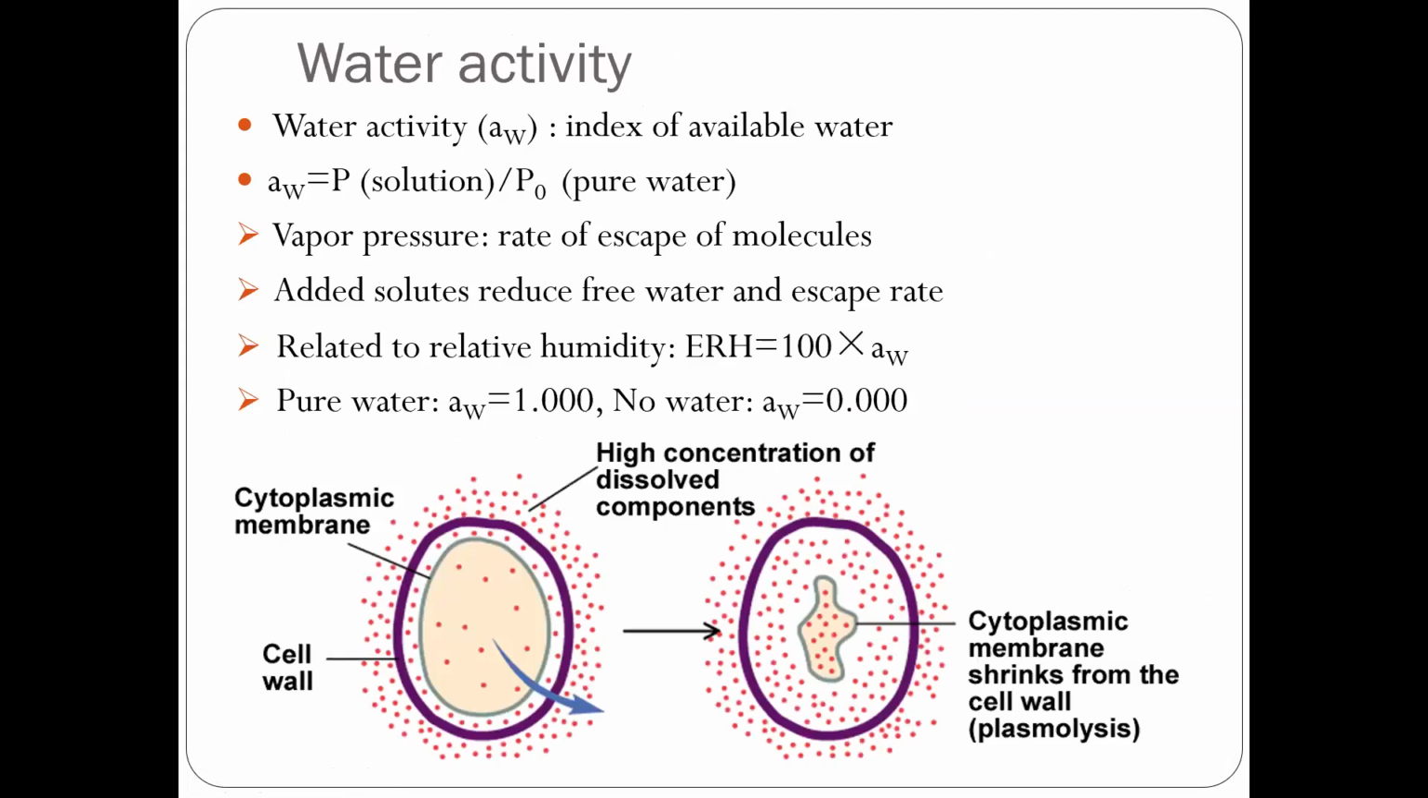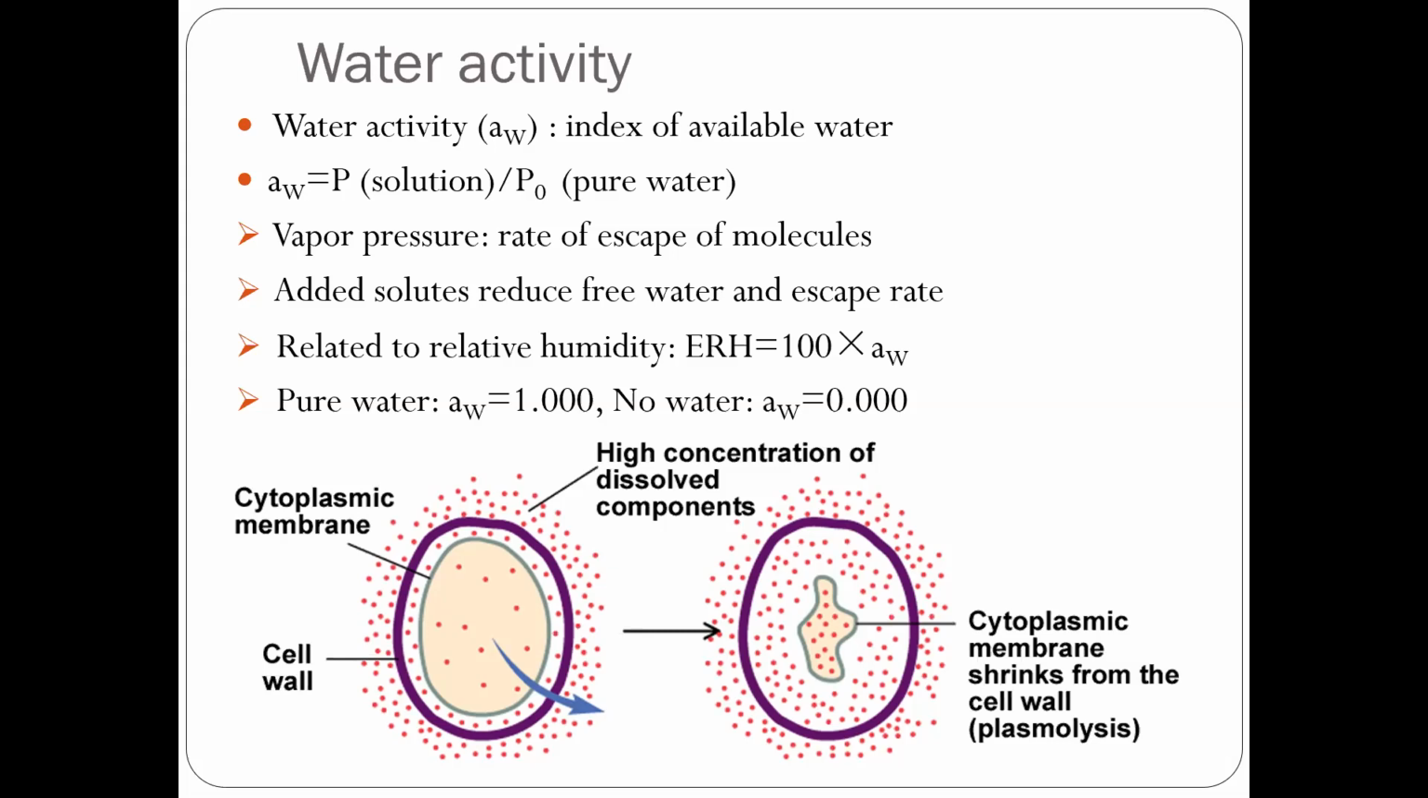Now, the next concept is water activity. What is water activity? Remember, we talked about the water content of food products. That is talking about moisture. Water activity is related to the moisture, but not equal to moisture. Water activity is the index of available water. You can easily understand it as how much water the bacteria can use.